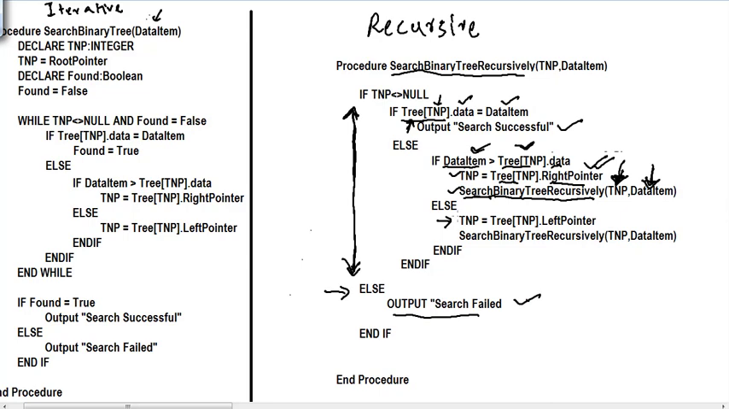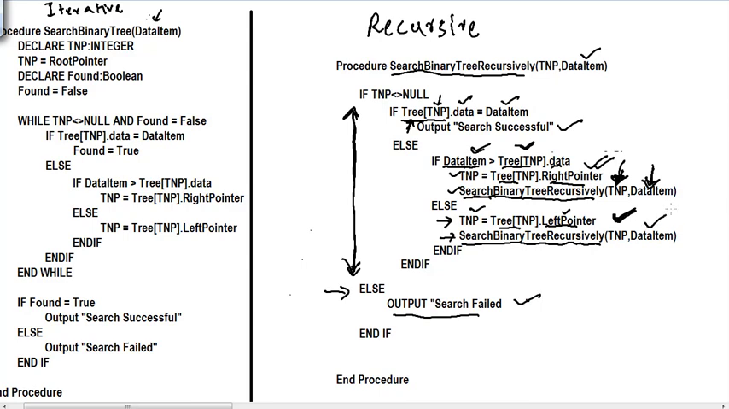When the value that we are searching for is less than the value lying in our current node, so when the data item value is less than the value of our current node, then we are going to use the left pointer of our current node to update TNP. And once we've updated TNP, we are going to place a recursive call to the same procedure itself, giving it the new TNP, which will obviously be now the new current node, right? And the data item that we are searching for.